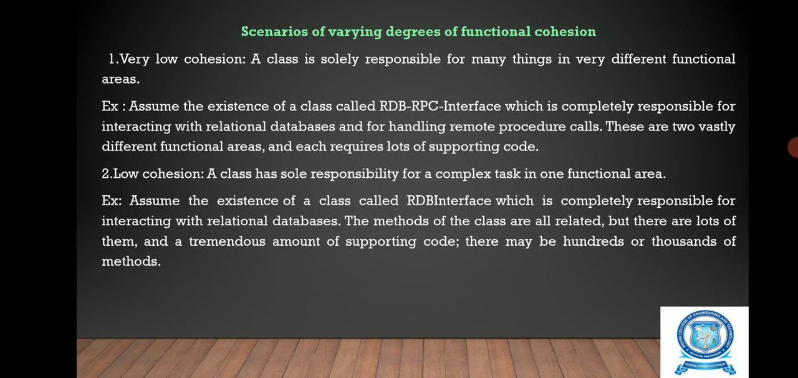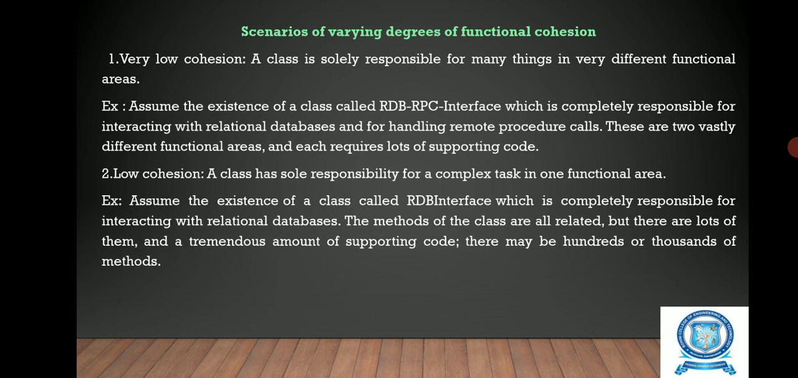Now let us see the scenarios of varying degrees of functional cohesion. First one is very low cohesion: a class is solely responsible for many things in very different functional areas. Example: assume the existence of a class called RDB RPC interface, which is completely responsible for interacting with relational databases and for handling remote procedure calls. These are two vastly different functional areas and each requires lots of supporting code.